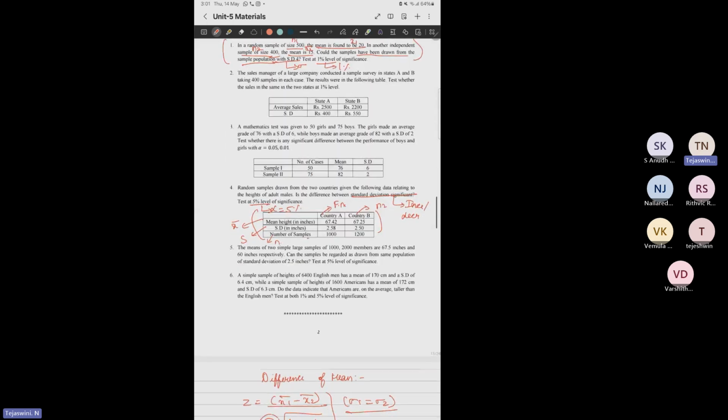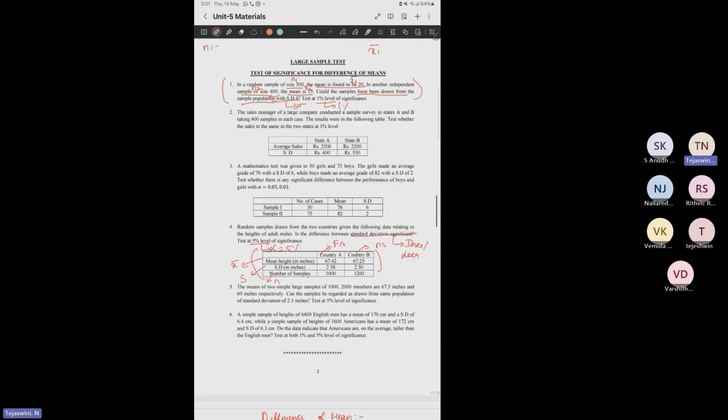Is there any significant difference, they have asked? So since mu1 is equal to mu2, there is no significant difference in standard deviation. We have to write this conclusion. So I'll tell this for all the other questions also.